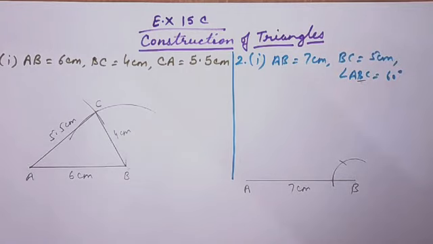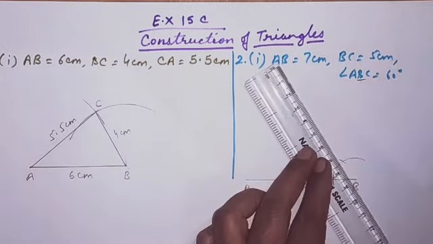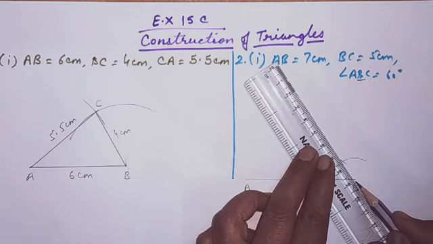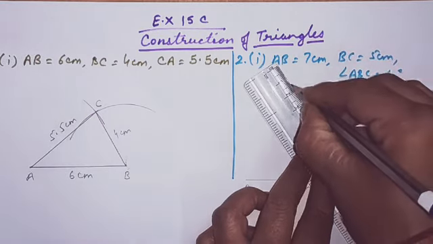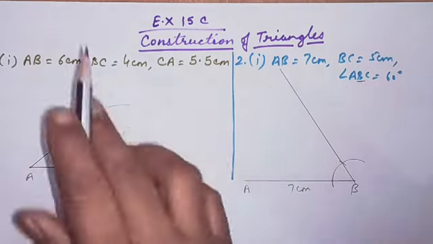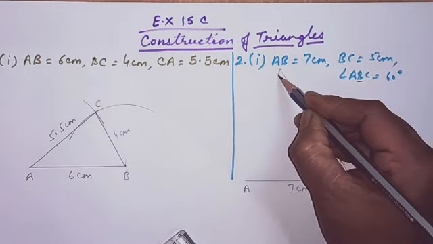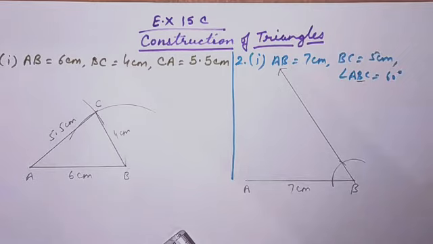Now I will join it. Always use two pencils, one in the compass and the other for drawing the lines. So this is my angle. I have extended it. I am marking an arrow here. Arrow indicates that I can extend it to my choice.